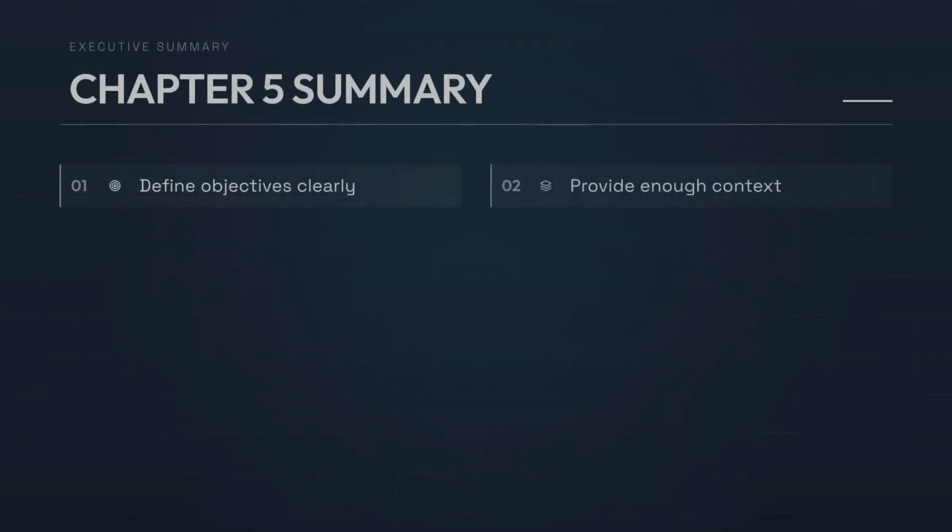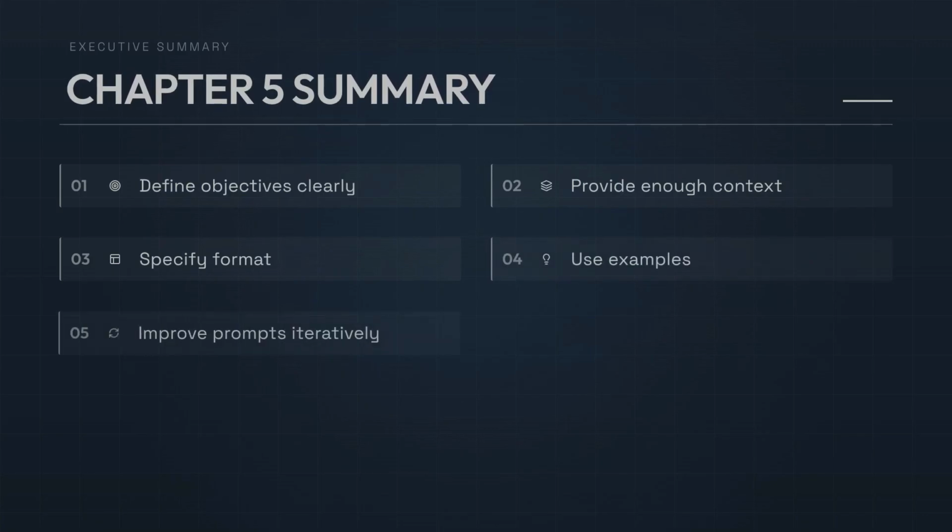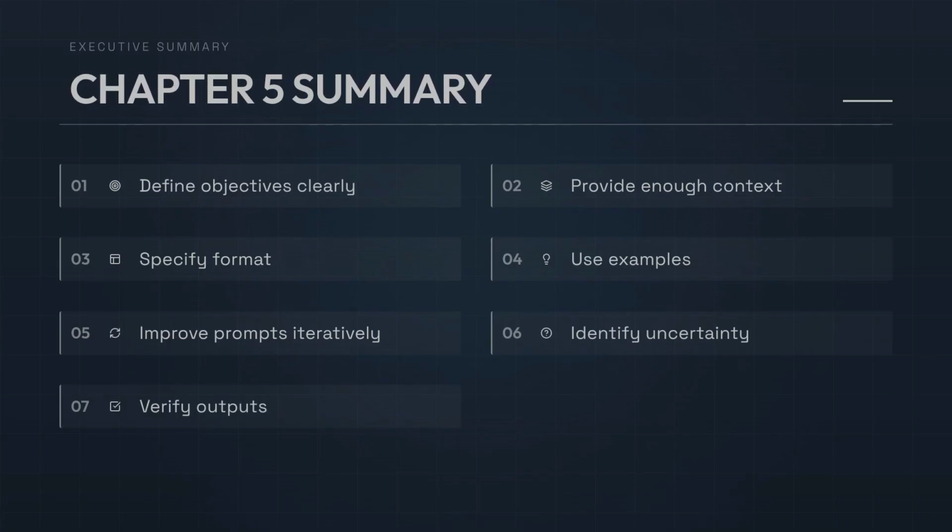Let us conclude this chapter by summarizing the most important lessons. Prompt engineering is not about discovering magical words. It is the skill of communicating objectives, context, requirements, and quality expectations clearly. The 7 core lessons are: first, define the objective clearly. Second, provide enough context. Third, specify format. Fourth, use examples. Fifth, improve prompts iteratively. Sixth, identify uncertainty. And seventh, verify important outputs. A prompt gives direction, but the human remains responsible for evaluating the results.